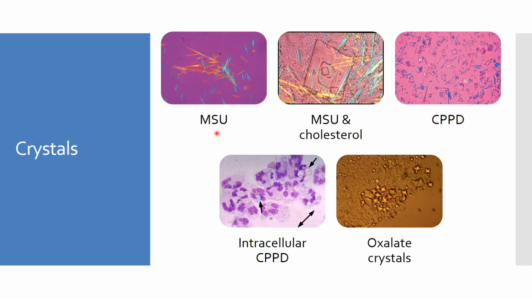But what you're seeing here is that when the red compensator filter is on, the crystals turn yellow when they're aligned, when they're parallel to the slow axis of the red compensator. But they're blue when they're perpendicular to that axis. And that's called negative birefringence.